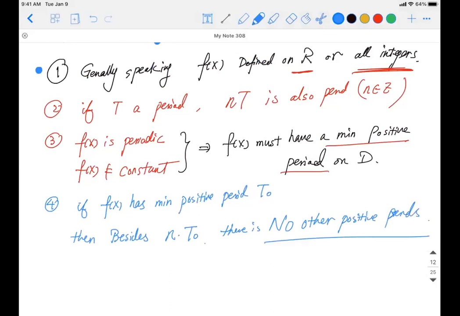Does it make sense? If f(x) has a minimum positive period T0, then besides n times this T0, like I said, the periods are always the multiples of their minimum period. But besides that, there's no other positive period. So this is kind of like has and only has, right? As long as T is the minimum, nT is a period, and nT is the only period. You won't be able to see any other periods. Okay?